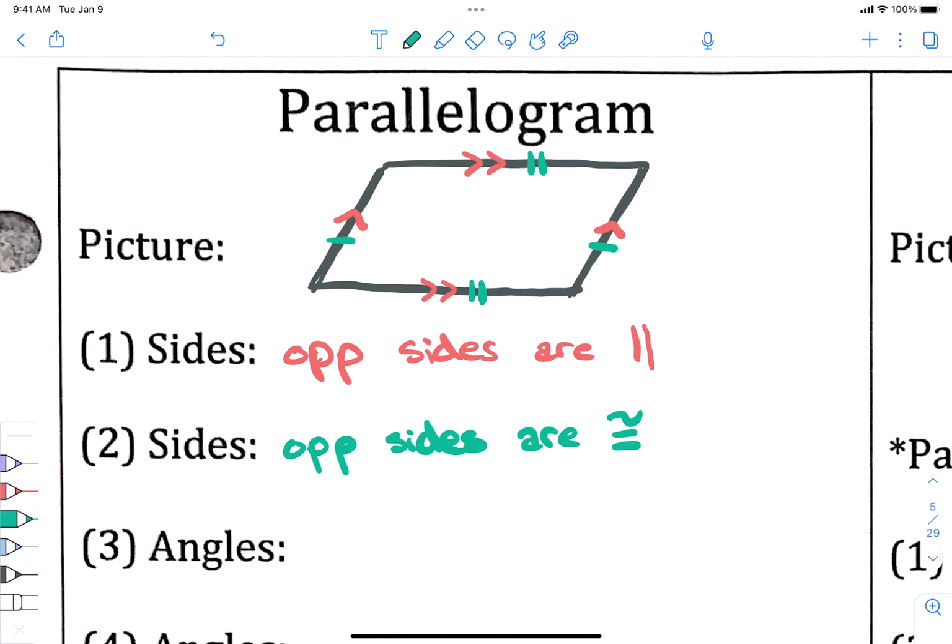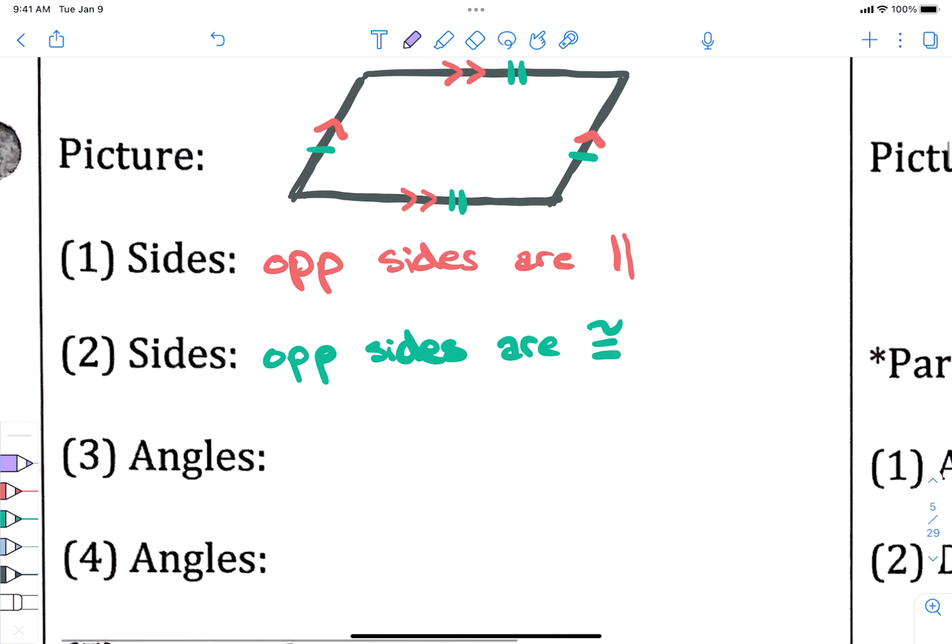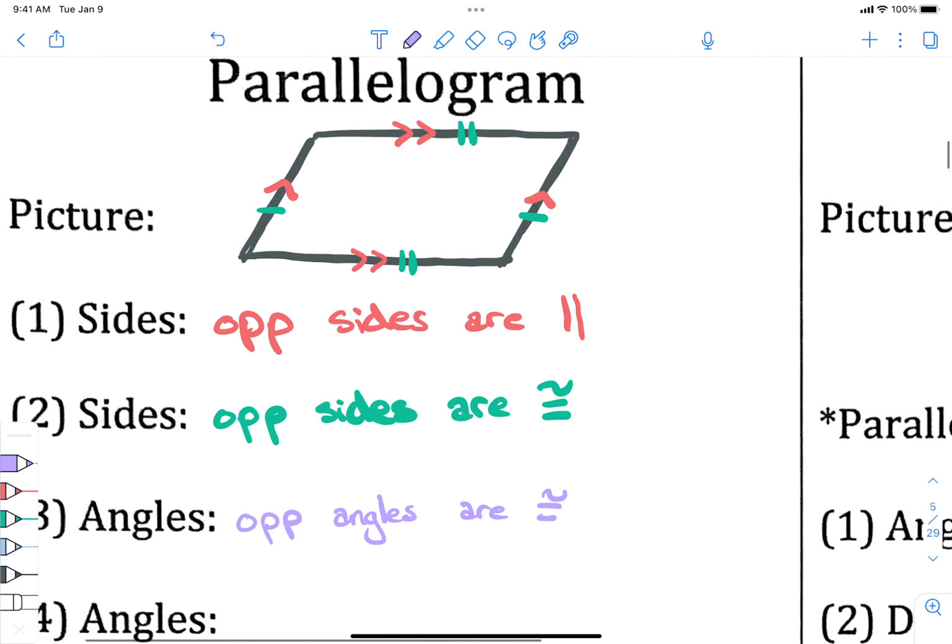What are some things that we know about the angles of these guys? The opposite angles are congruent. Opposite angles are congruent. So like this guy would be the same as this one, and this guy would be the same as this one, okay? All right, good.